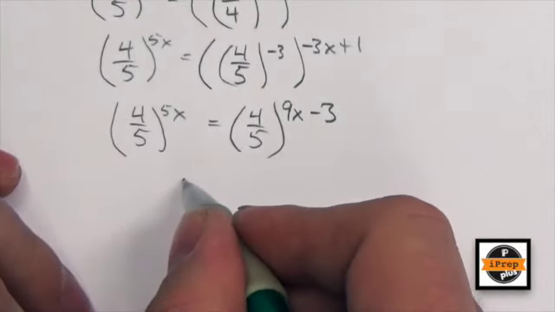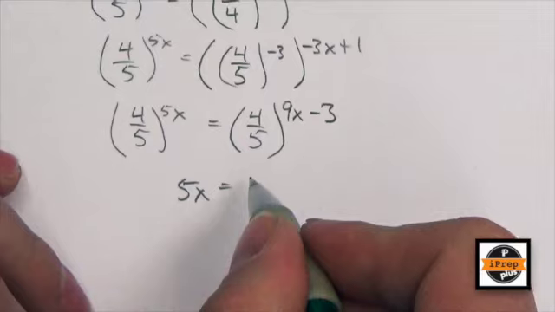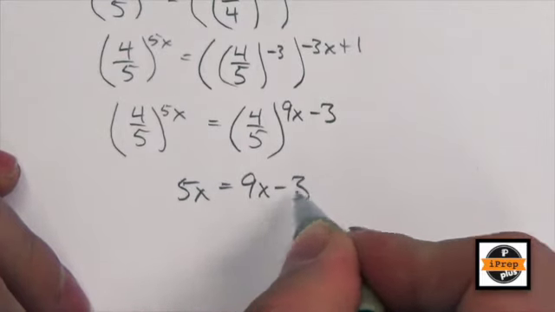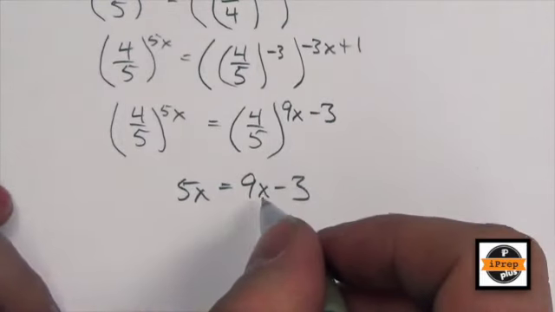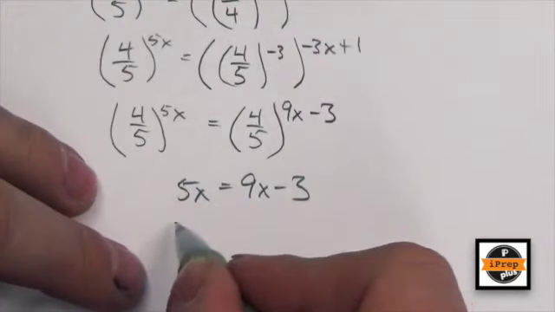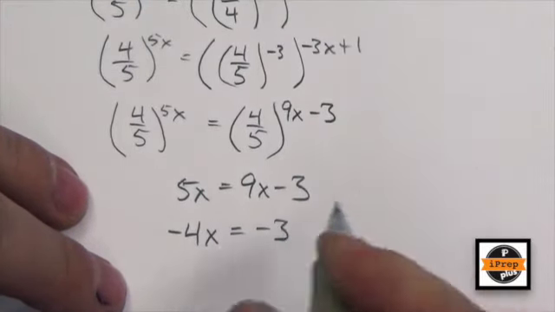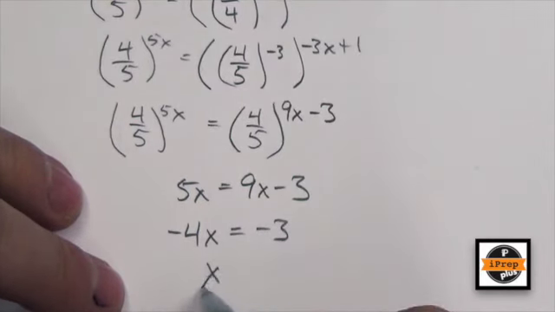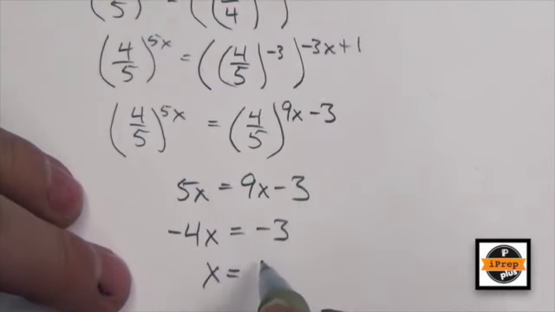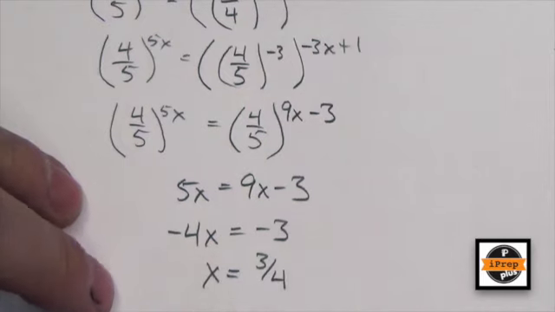So now I can simply make the statement here that 5x is equal to 9x minus 3. Maybe bring the 9x over. I know a lot of people like to have the x on the left-hand side, so it'll be -4x is equal to -3. And so finally, I will divide both sides by -4. The negatives cancel, and I'm left with 3/4.